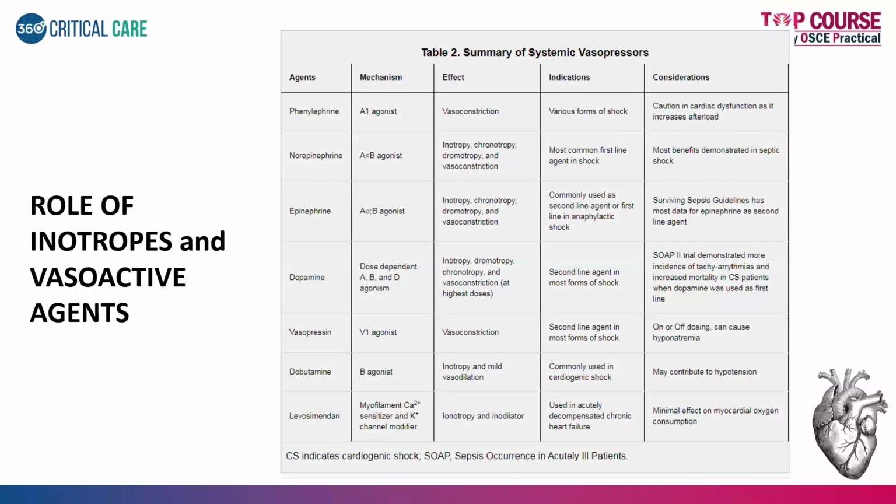So coming to the role of inotropes and vasoactive agents, we have an armamentarium of drugs here. It starts from phenylephrine, norepinephrine, ephedrine. You can use dopamine, vasopressin, dobutamine, and levosimendan. Can any one of you tell me which is the first line of drug for cardiogenic shock? Norad. Very good. Based on which trial? Based on what data?